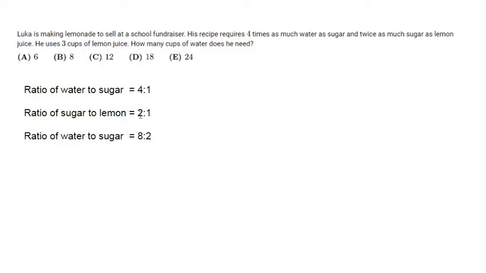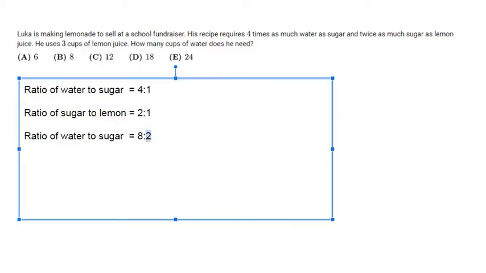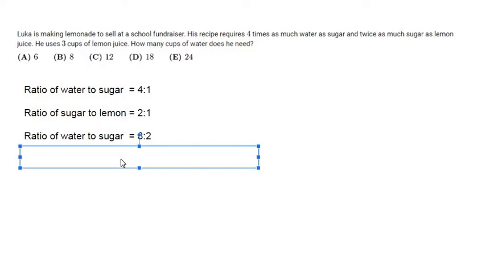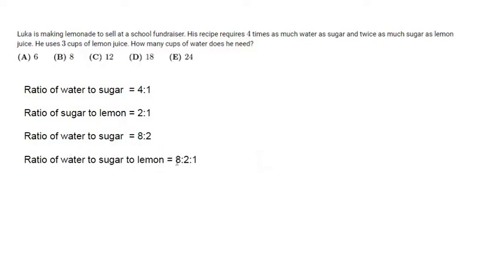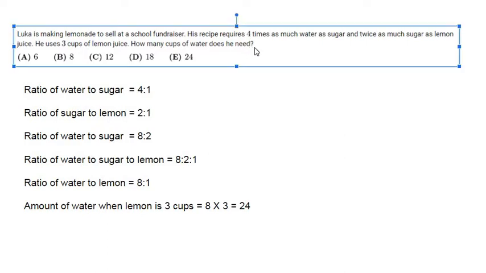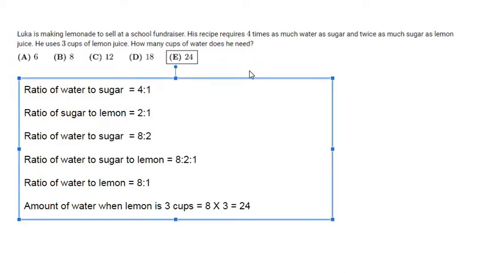So this 2 and this 2 are both sugars. And now we can finally put them all in one ratio, which will be the ratio of water to sugar to lemon, which is 8 to 2 to 1. Now we can further simplify. Now we can get our normal ratio, which we want, water to lemon, which is going to be 8 to 1. And then since we have 3 cups of lemon juice, 1 times 3 equals 3, and we have 3 cups of lemon, that means 8 times 3 equals 24 cups of water is required. So our answer is E.